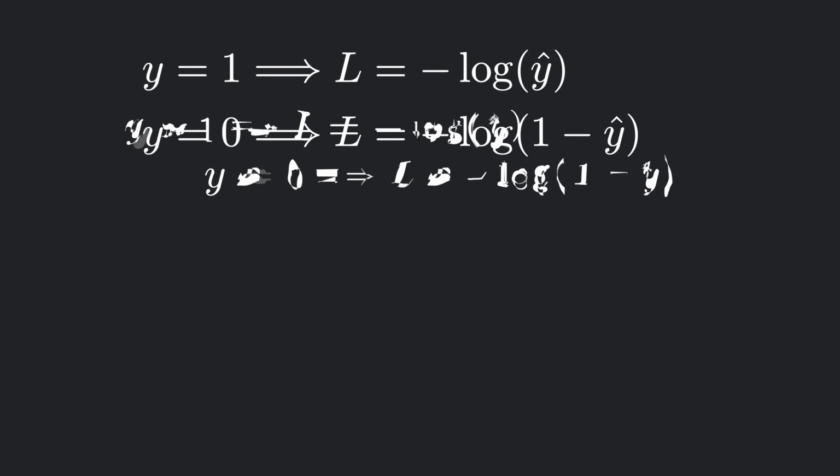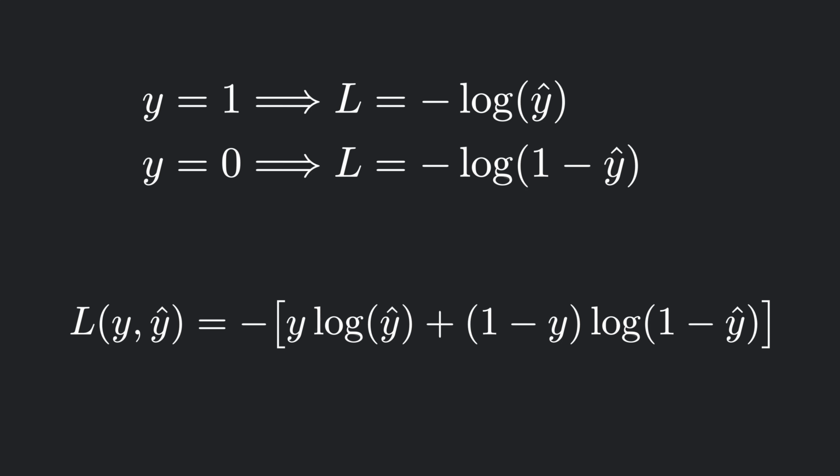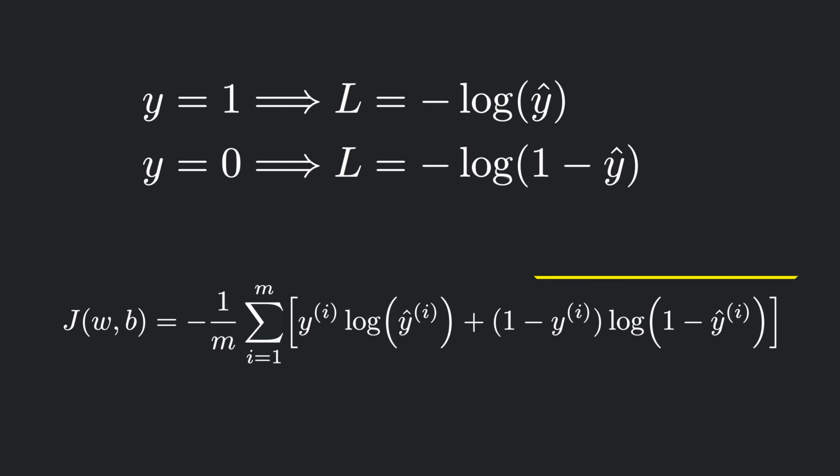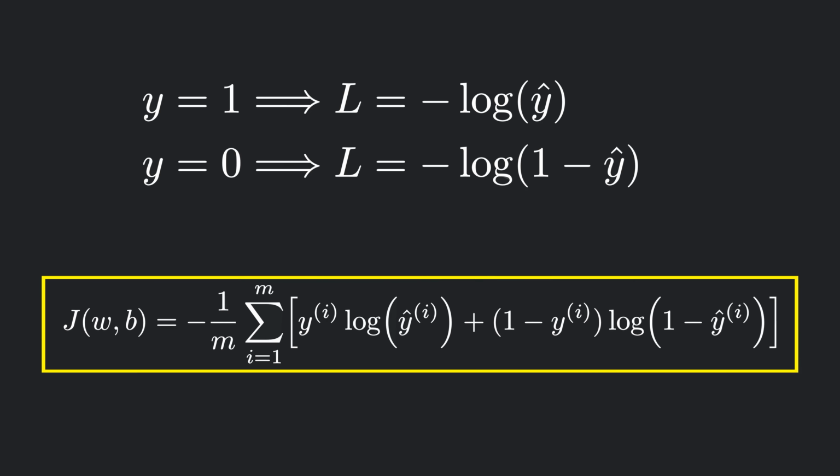When you combine these two cases into one single formula, you get the binary cross entropy loss function, also called log loss. If you're feeling lost, try plugging in y equals 1 and y equals 0 one at a time. You'll get exactly the two expressions. Then we calculate this loss for every data point and take the average. And that gives us the cost function. Here m represents the total number of data points.